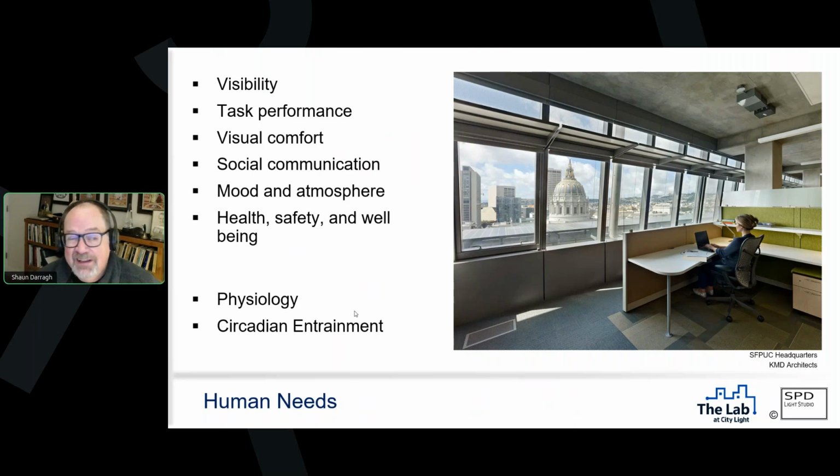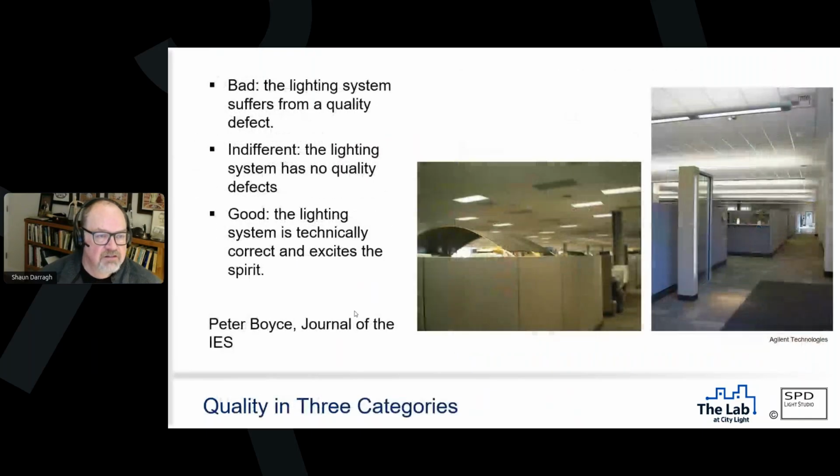And yeah, again, we'll touch on those a little bit at the end, but not as much as perhaps I would like, right? But this is the most important thing. Now, there's another way to look at this. Peter Boyce, in the Journal of the IES a number of years ago, suggested a very simplified way to think about quality and lighting. He came up with three categories.